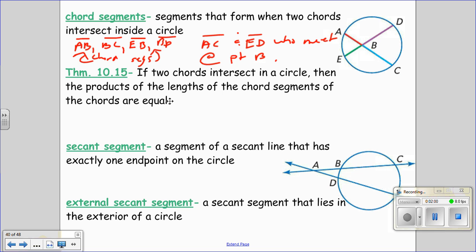Theorem 10.15 says, if two chords intersect in a circle, then the products of the lengths of the chord segments of the chords are equal. So using the same illustration from above, this theorem is saying that the product of AB times BC is equal to the product of EB times DB. So essentially it's part times part equals part times part.